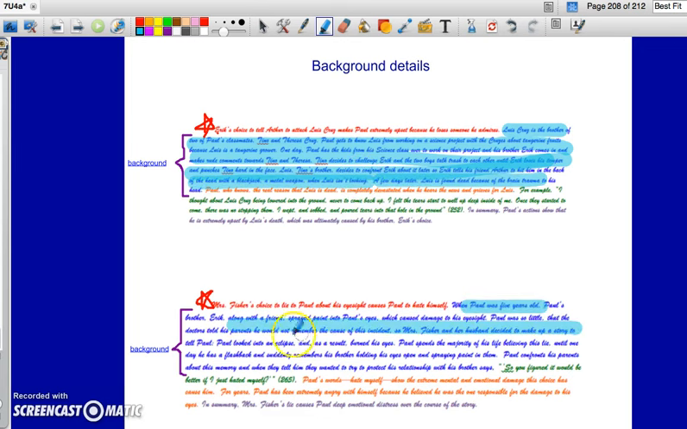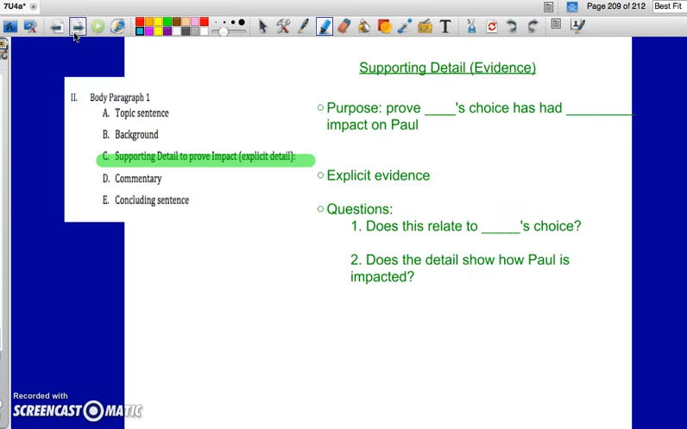So you'll notice that the majority of my paragraph is background, and that is okay. All right, moving on. Next we have supporting details, and I'm going to go over this quickly since we've already gone over these in big depth. So the purpose of the detail is to prove that this person's choice has had this type of impact on Paul. This should be explicit evidence.